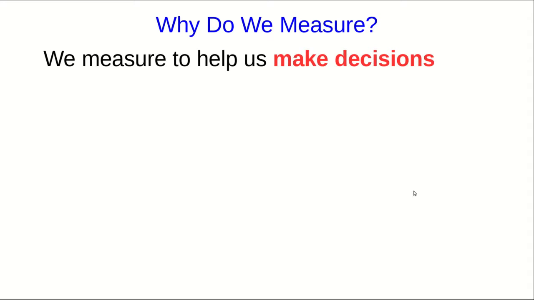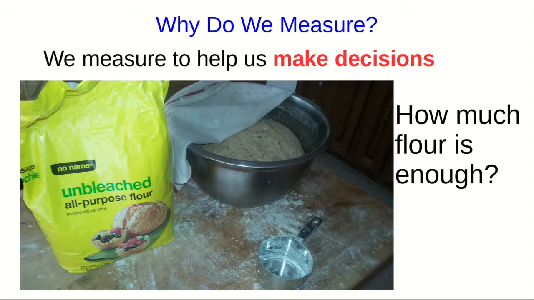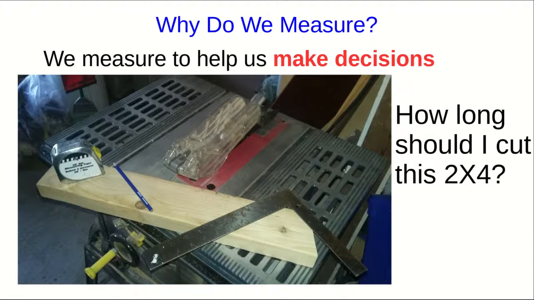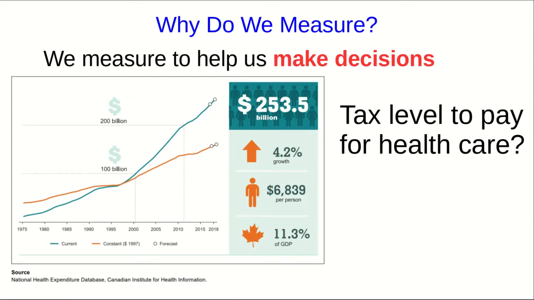Another theme in this course is the interplay between measurement and calculation, experiment and theory. So let's think in general about why we make measurements. We make measurements for lots of different reasons, but it mostly boils down to that measurements help us make decisions. Decisions like how much flour is enough for my bread, or how long should I cut this 2x4, or maybe more complicated and controversial decisions like what would a good tax level be to pay for healthcare.